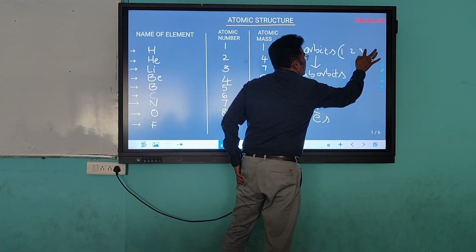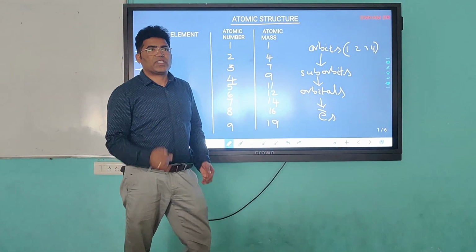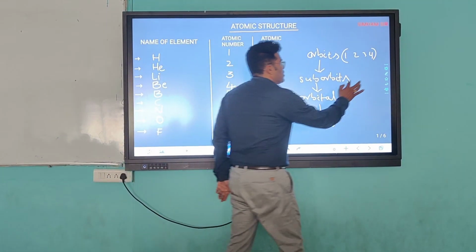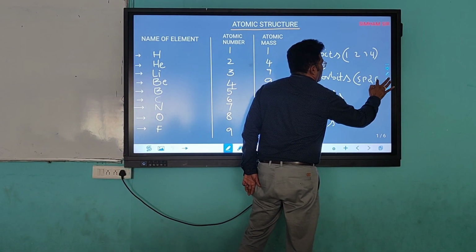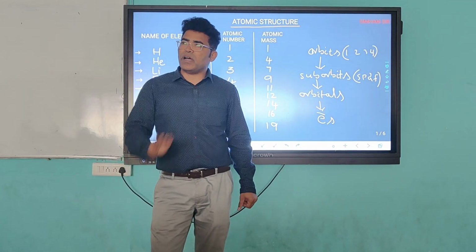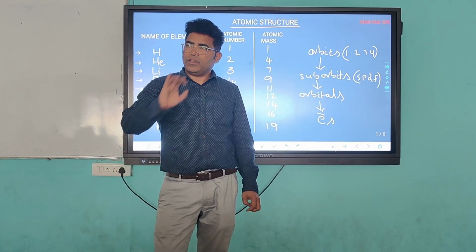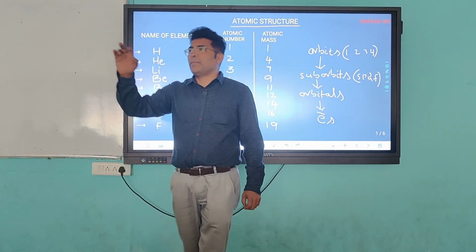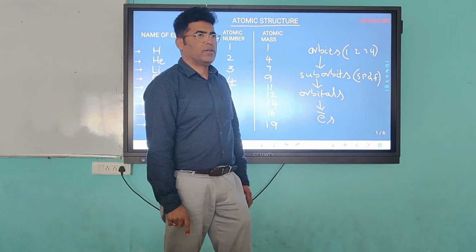Generally, orbits means 1, 2, 3, 4 like that. In the first orbit, the S subshell is there. In the second orbit, S and P subshells are there. In the third orbit, S, P, D subshells are there. In the fourth orbit, S, P, D, F subshells are there.